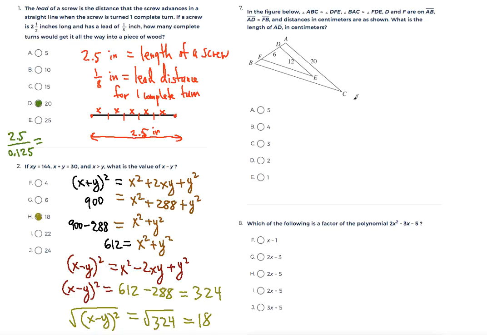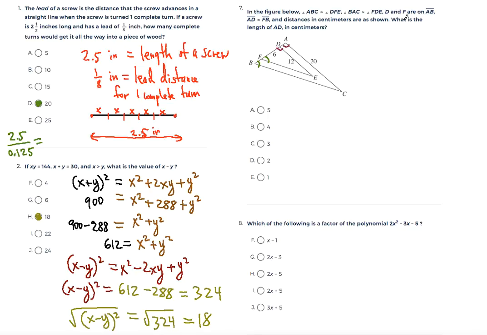Okay, next problem. In the figure below, angle ABC is congruent to DFE, and angles BAC and FDE are congruent as well. So let's mark them. I'm going to mark them like this with different colors, so that you can see that they're congruent.